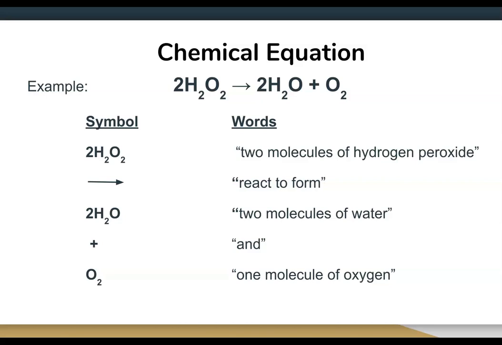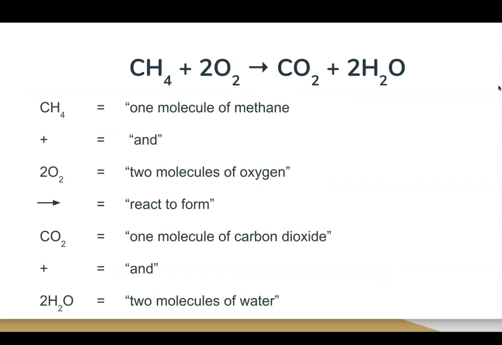Let's try another one. By now you should recognize these molecules. And once again, we just change the symbols into words. 1 molecule of methane and 2 molecules of oxygen react to form 1 molecule of carbon dioxide and 2 molecules of water.